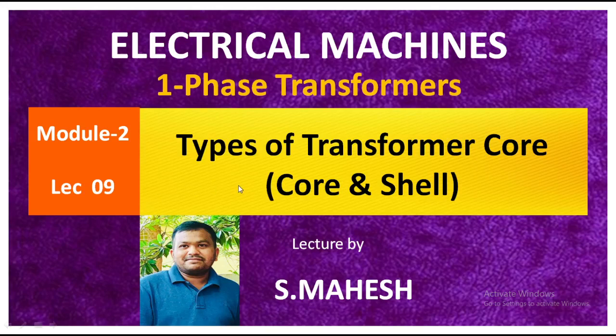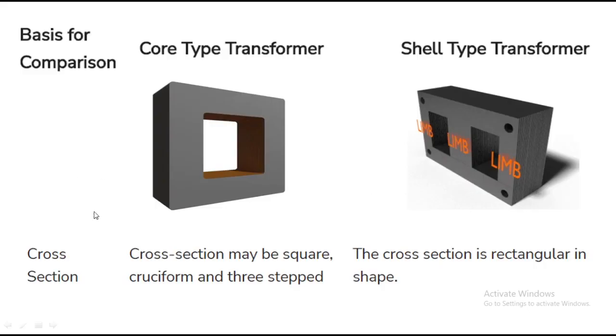Hello everyone, good morning. In this session we are going to discuss types of core. Those are nothing but core type and shell type. So these are the basic differences between core type transformer and shell type transformer. These are the basic two types of cores, that is core type and shell type.